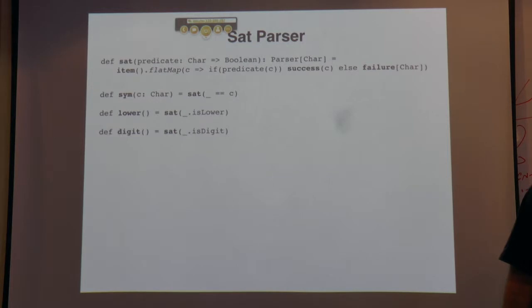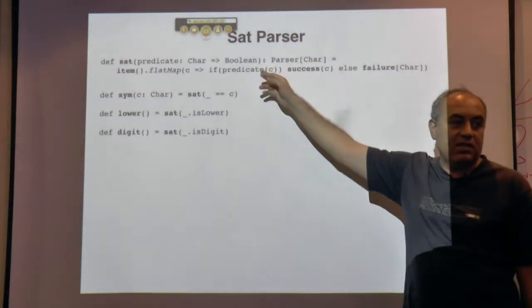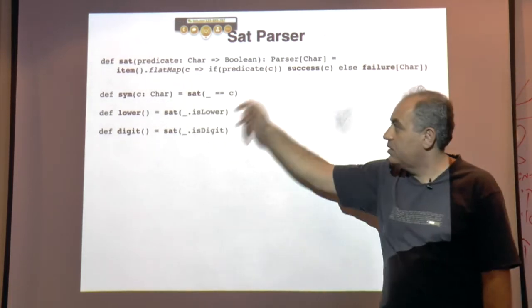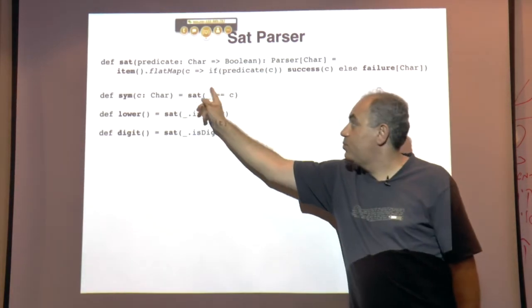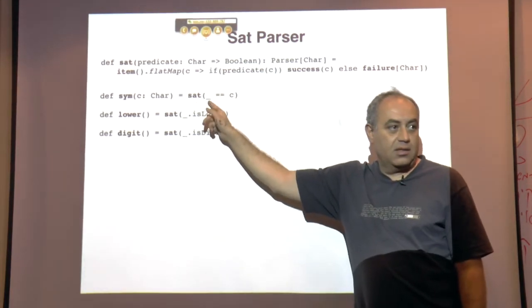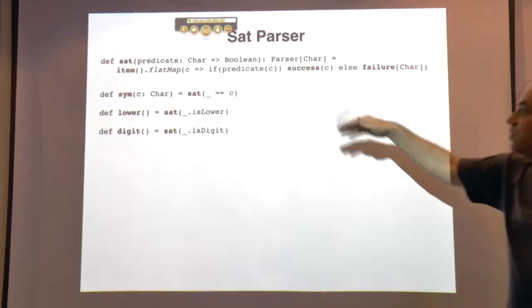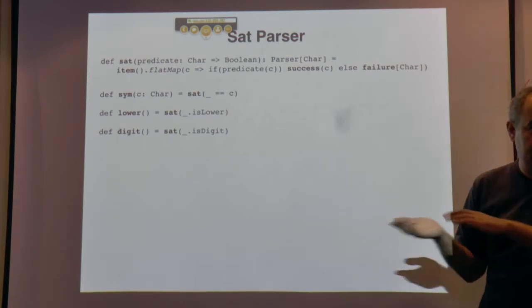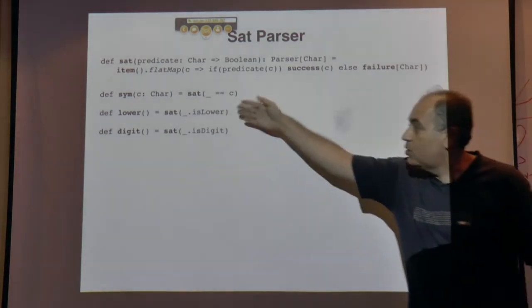Sorry. Okay. So this is the parser which returns the first character if it satisfies the predicate. So how does it work? This is the predicate. If the first character is C, it returns it, and otherwise it fails. Okay, very simple.